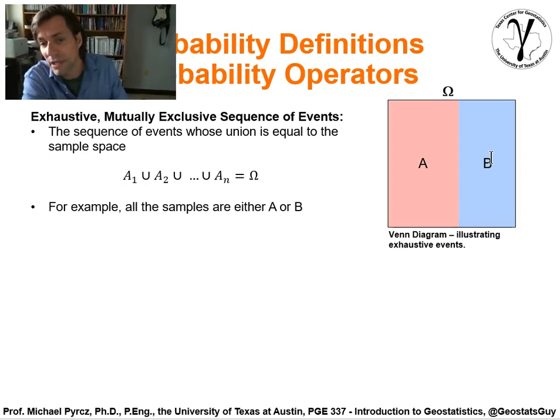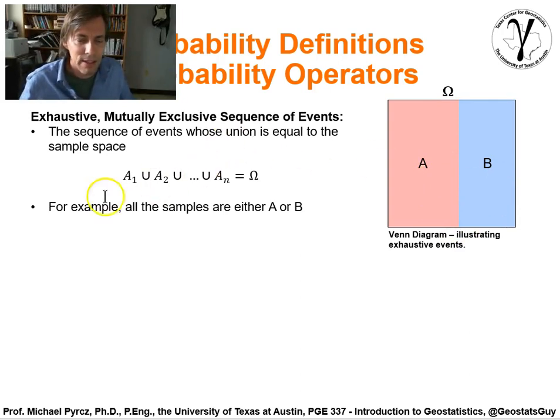Then notice that A and B do not overlap. They just touch perfectly along this line right here. That suggests that they are mutually exclusive events. They don't have overlap. You're either A or B. You're never both at the same time. And so in that case, if we take the union of the first event, the next event, through all of the events, that will be equal to the entire omega sample space. That is an exhaustive, mutually exclusive sequence of events.